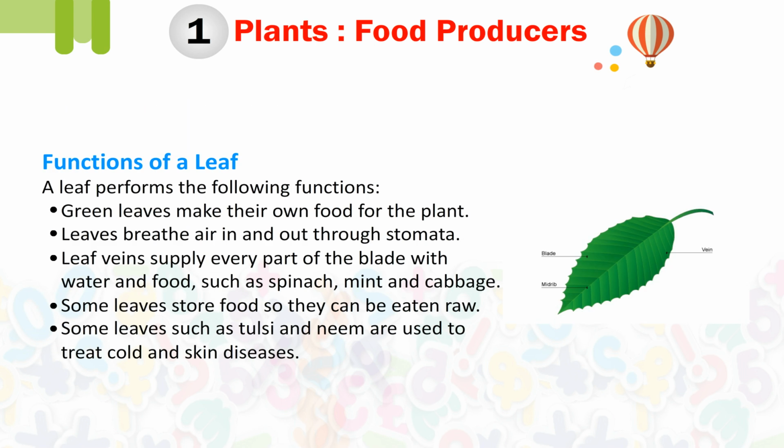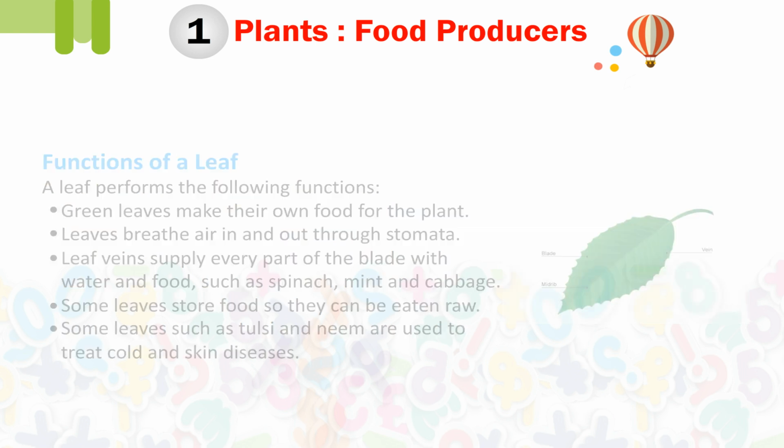Functions of a leaf. A leaf performs the following functions. Green leaves make their own food for the plant. Leaves breathe air in and out through stomata. Leaf veins supply every part of the blade with water and food. Some leaves store food, such as spinach, mint and cabbage, so they can be eaten raw. Some leaves such as tulsi and neem are used to treat cold and skin diseases.